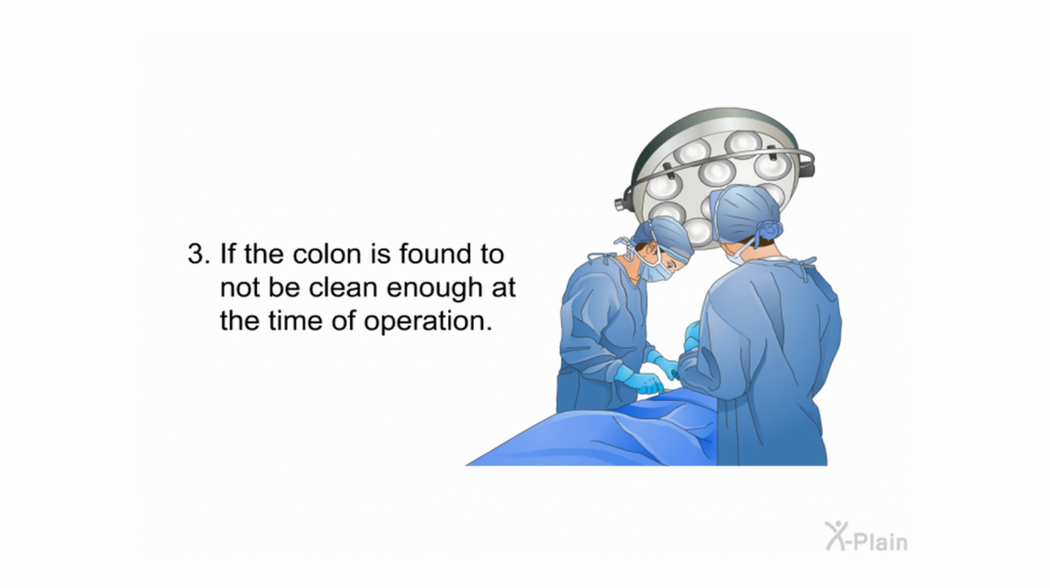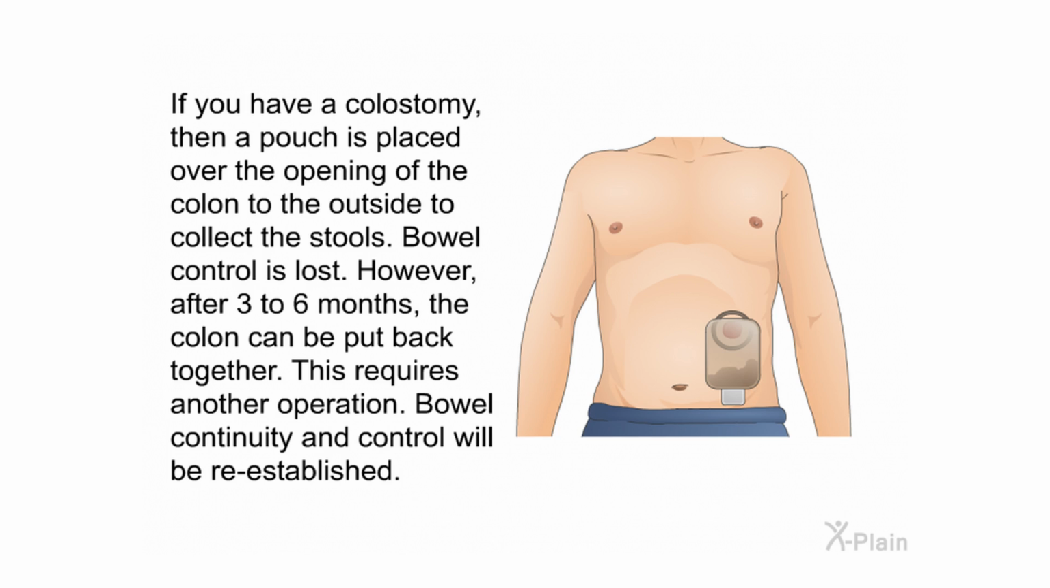3. If the colon is found to not be clean enough at the time of operation. If you have a colostomy, then a pouch is placed over the opening of the colon to the outside to collect the stools. Bowel control is lost. However, after 3 to 6 months, the colon can be put back together. This requires another operation. Bowel continuity and control will be reestablished.